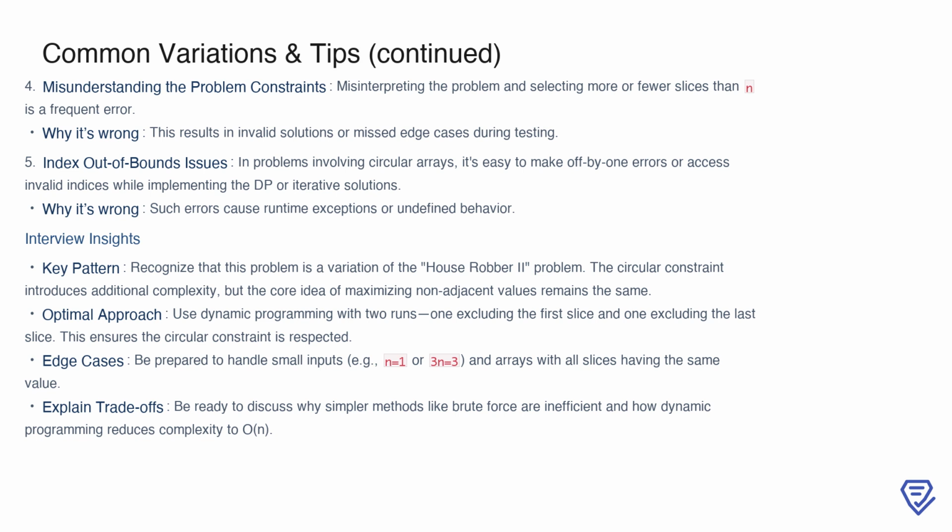From an interview perspective, it's crucial to recognize that this problem is closely related to the House Robber 2 problem. While the circular constraint adds complexity, the core idea of maximizing non-adjacent selections remains the same. The optimal approach involves using dynamic programming with 2 runs, one excluding the first slice and another excluding the last, to respect the circular nature of the array. Always be prepared to handle edge cases, such as when n equals 1 or all slices have the same value, and be ready to explain why simpler methods like brute force are inefficient compared to the O(n) dynamic programming approach.